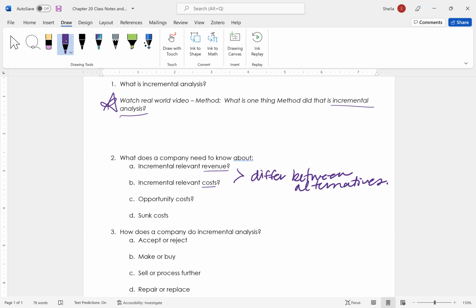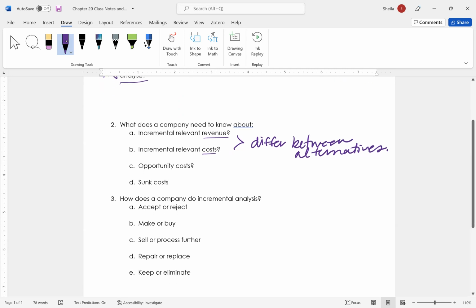So let's go ahead and put the definition of a sunk cost in there. When you think of a sunk cost, that's something that is already incurred and has no impact and isn't relevant to our decision.